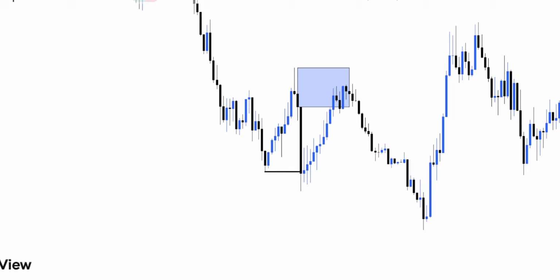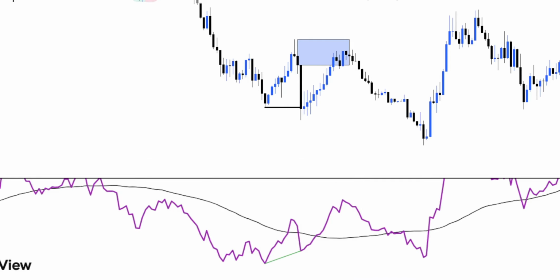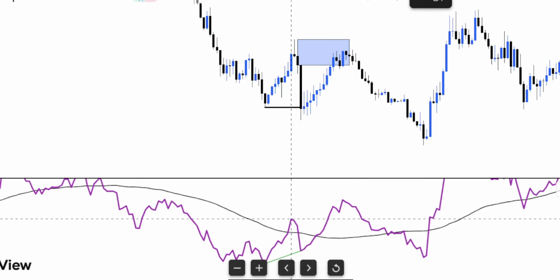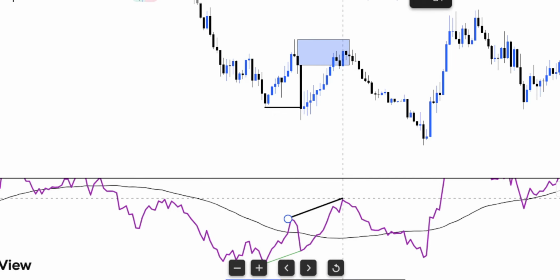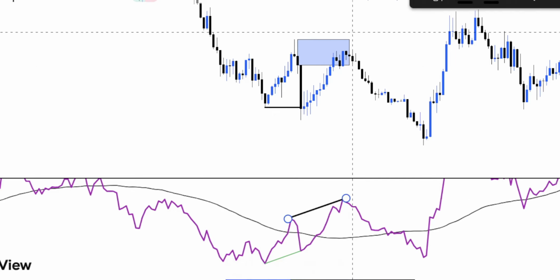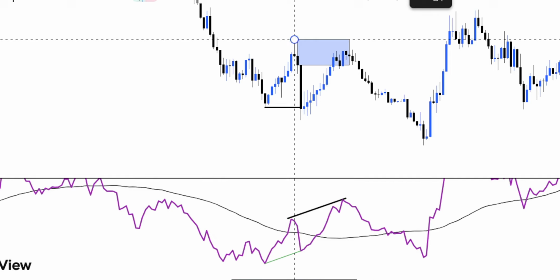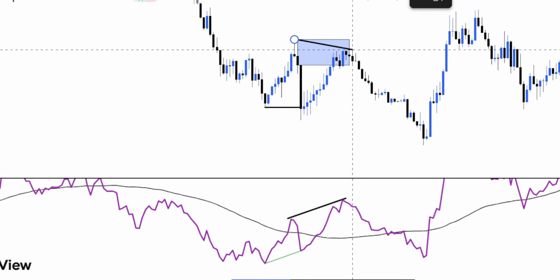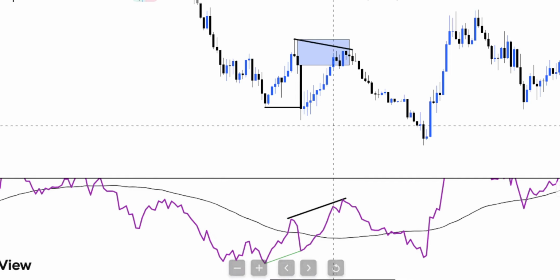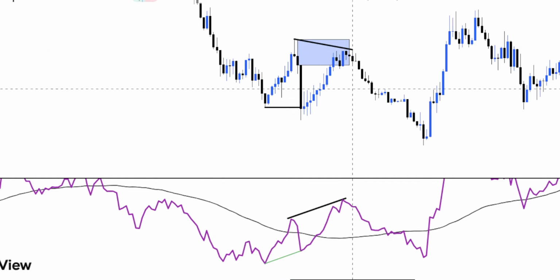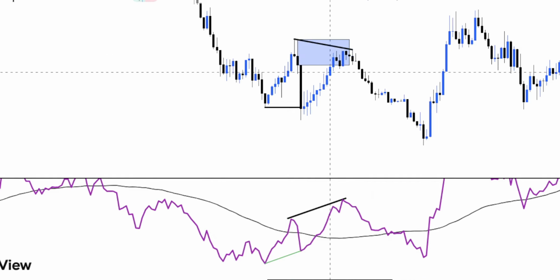Now, what is left is the indicator to confirm whether this supply will hold or not. As you can see, the indicator is making a higher high, while our recent mitigation is a lower low. This indicates that there's a high probability that this supply will hold.